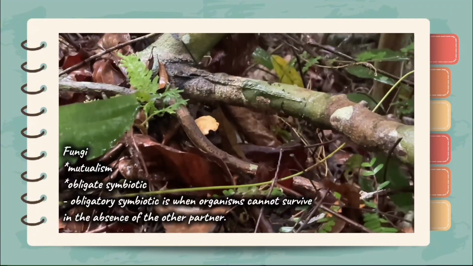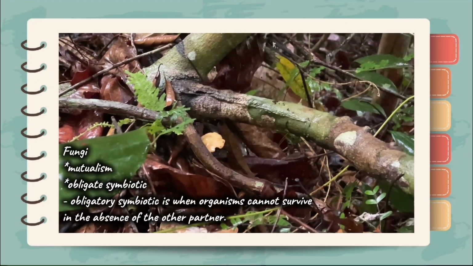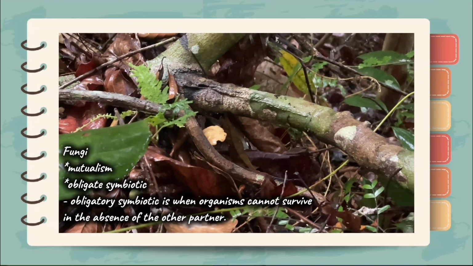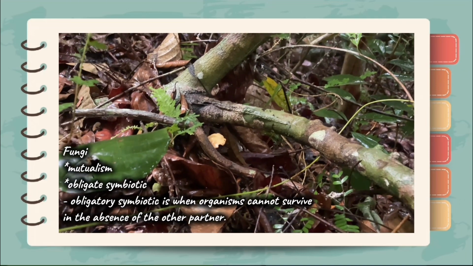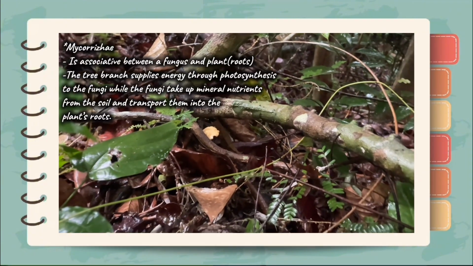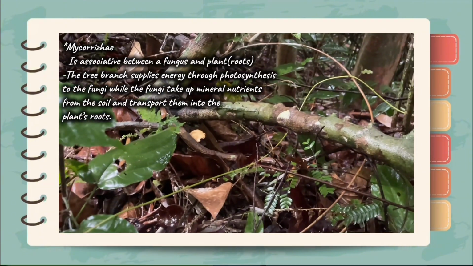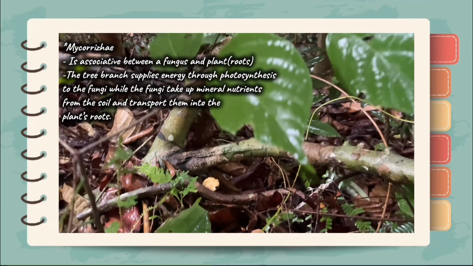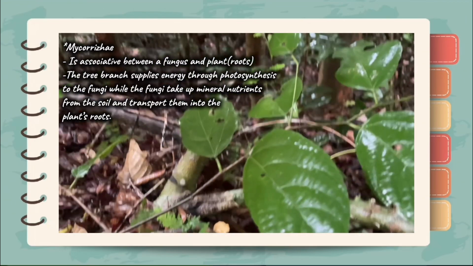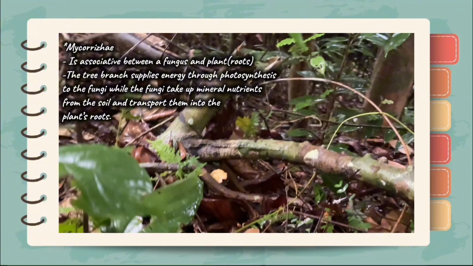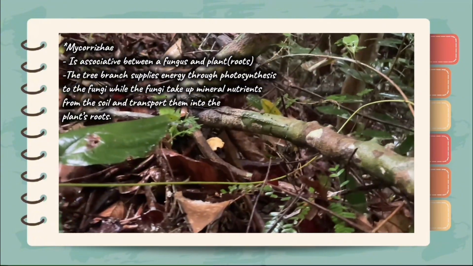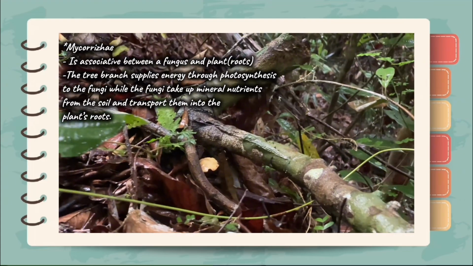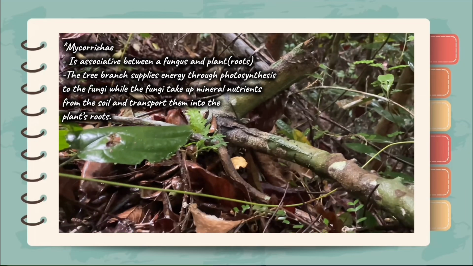Next, this is a fungus. First is mutualism. Second is obligate symbiosis. This happens when an organism cannot survive in the absence of the other partner. Last, mycorrhizae. Mycorrhizae is an association between fungus and plant root. You can see the mushroom is on top of the tree branch. The tree branch supplies energy through photosynthesis to fungi, and fungi take up the mineral nutrients from the soil. Then, fungi will transport the mineral nutrients into the plant roots.